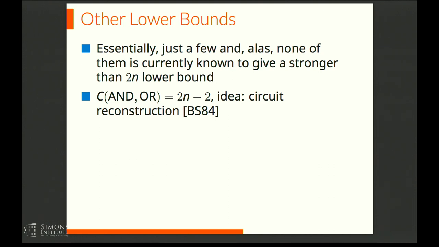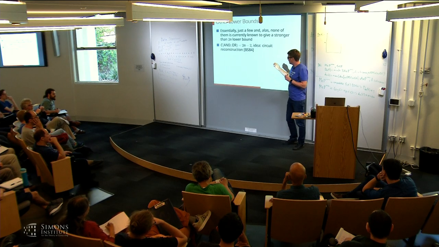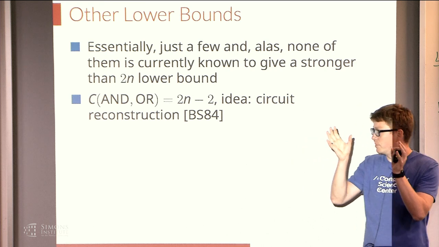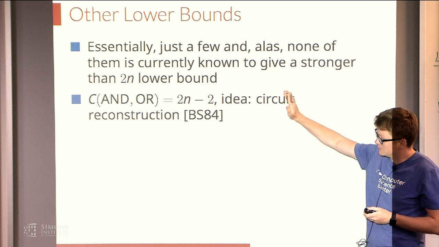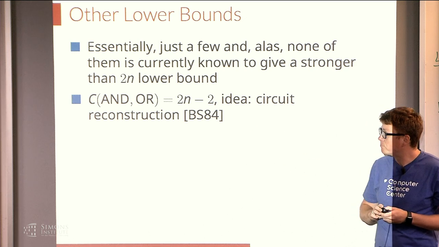So what they do instead is use an argument like this. Take a function; if it is not two independent trees, then let's try to reconstruct it a little bit. And in the end, they arrive at two independent trees of size n minus one. Okay, so the main idea is circuit reconstruction.